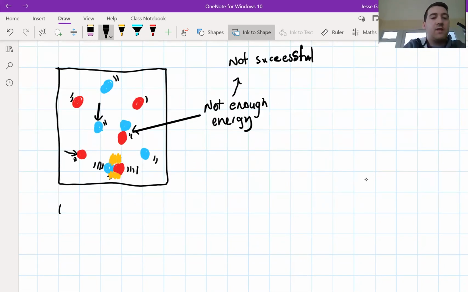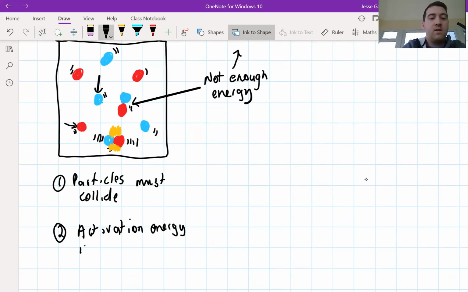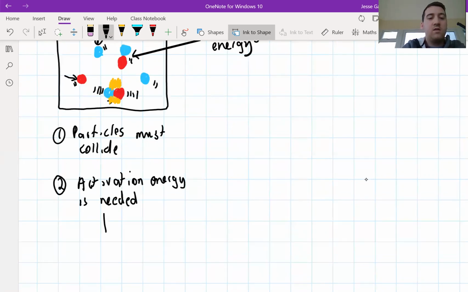So underneath, for a successful collision, particles must collide. That's the first thing. And number two, they must have the activation energy. If you've got both of these things, then you have a successful collision, and then a reaction can take place.